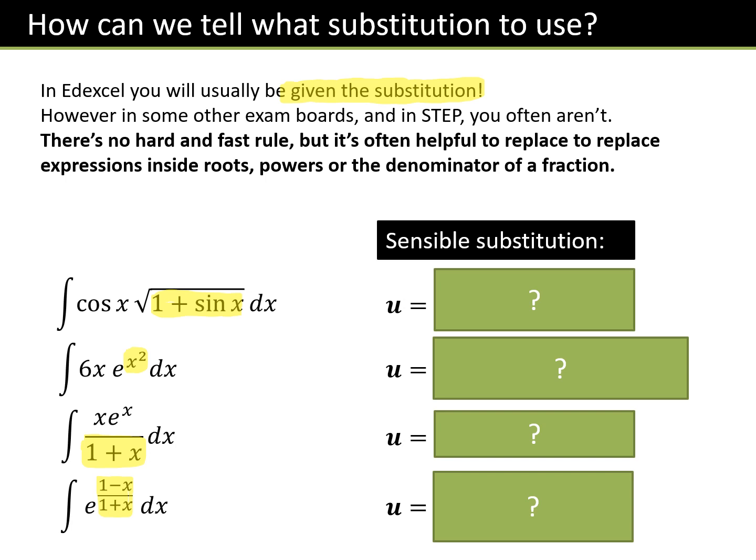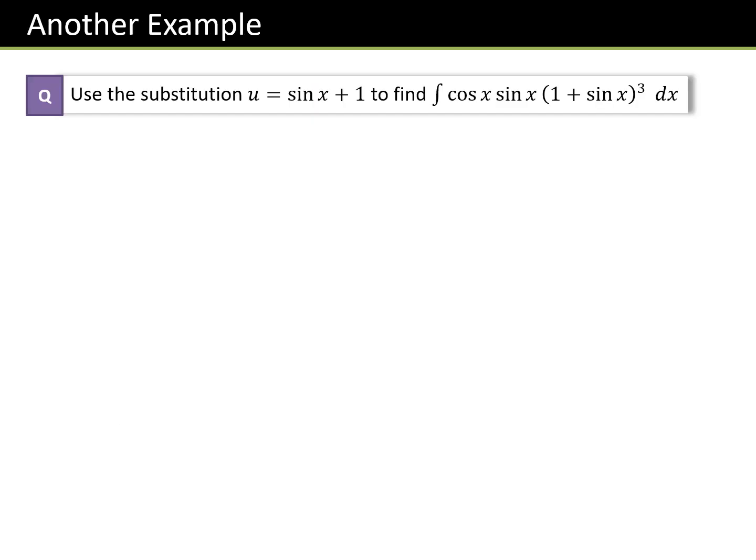Now, as I've said, when you're given a square root, your substitution should be the thing inside of the square root. It makes it nicer. When you've got e to the power of something, your power is the thing you substitute. And when you've got a fraction, in most cases, you go for the bottom of the fraction. Okay, carrying on.